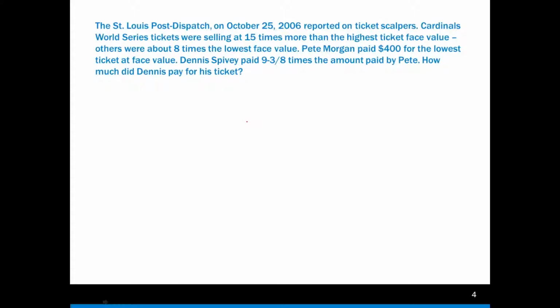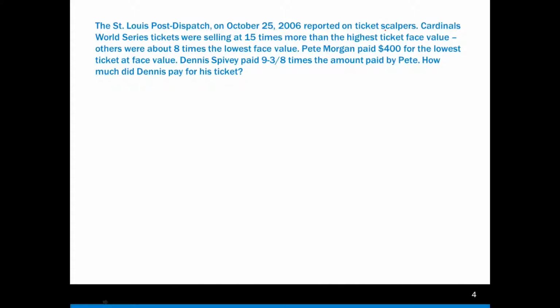The St. Louis Post-Dispatch on October 25, 2006 reported on ticket scalpers. Well, there's really nothing in that sentence that is important for this particular problem, so that's kind of like useless information. It's stuff I could throw out, other than I know it's talking about ticket scalpers.